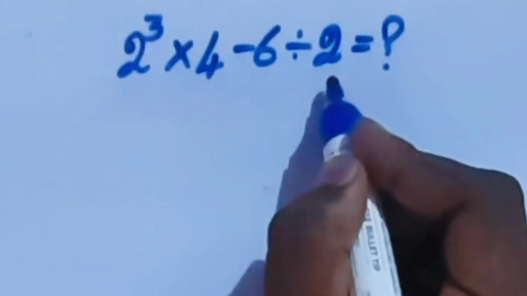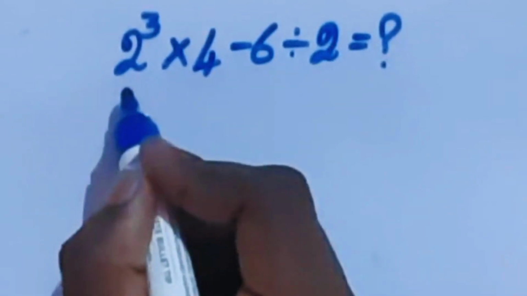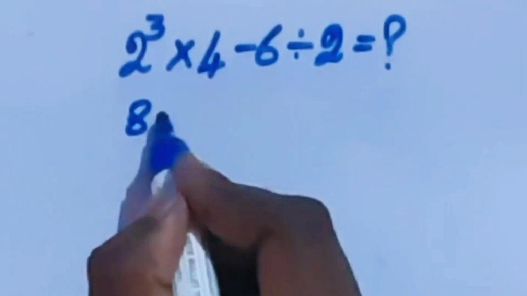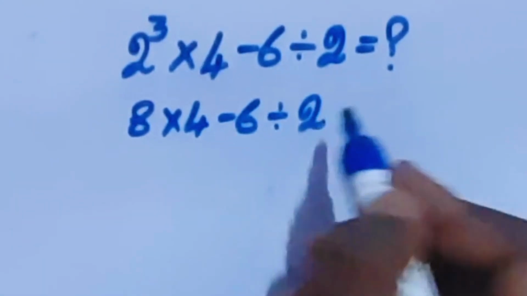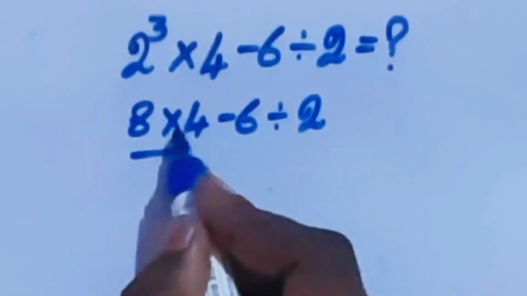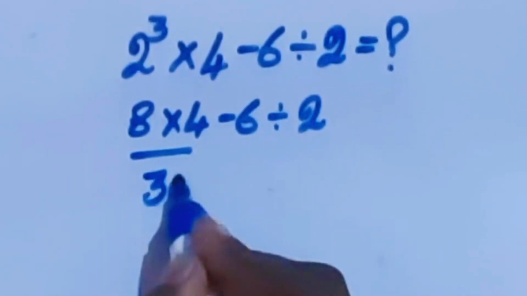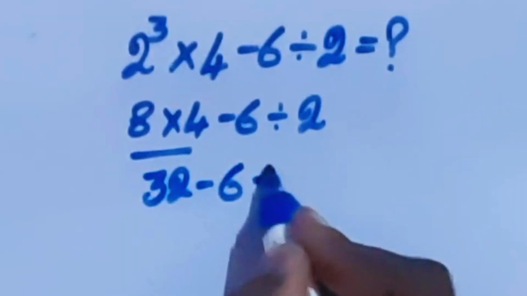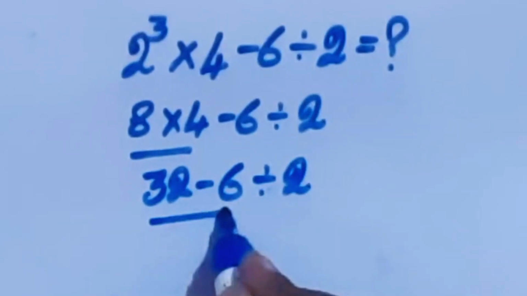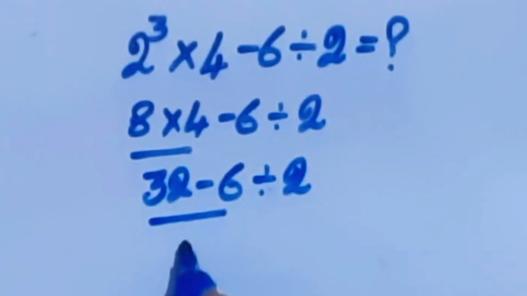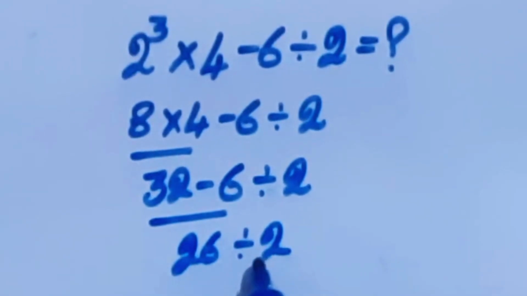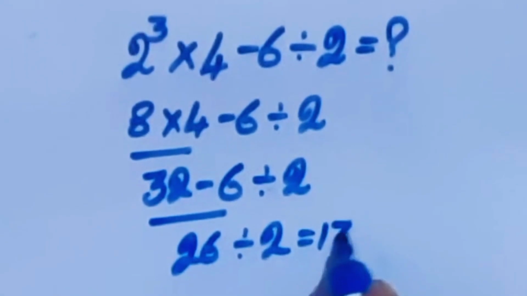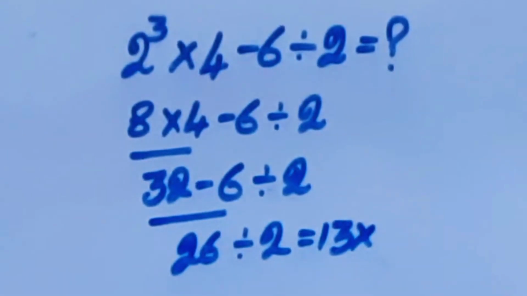Hi guys, most of them get the answer 13 for this problem, which is the wrong order. Here 2 power 3 is 8 times 4 minus 6 divided by 2. They do this: 8 times 4 is 32, minus 6 is 26, divided by this 2. 26 divided by 2 is 13, which is the wrong answer. As per this order of operations, PEMDAS, this 13 is the wrong answer.